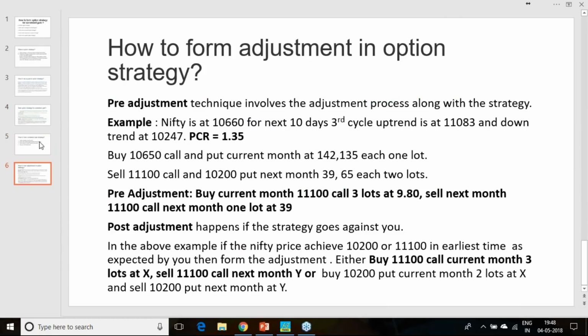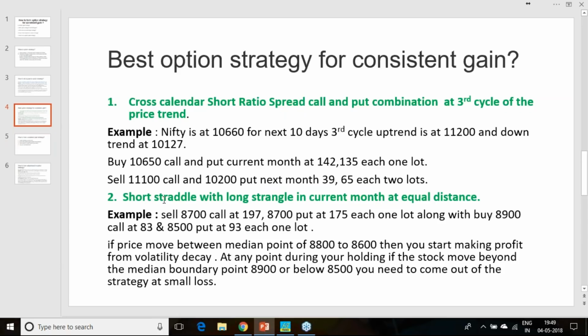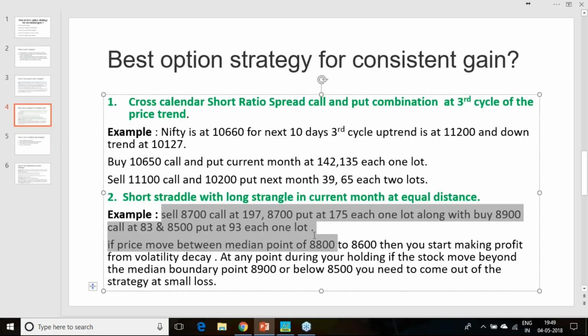Coming to the second strategy, a definite strategy which I have already shown you: short straddle with long strangle in the current month at equal distance. Short straddle means you sell the call and put at the same strike. Always choose a high volatility stock in the market, above 40%. And at equal distance: whatever premium you have received, 200, you choose the next 8900 strike. Here you are getting 1175, so you choose the boundary as 8500.